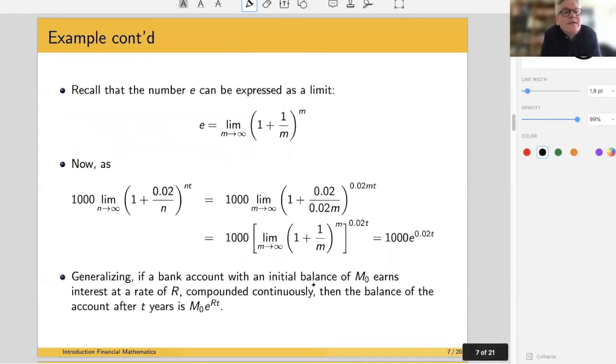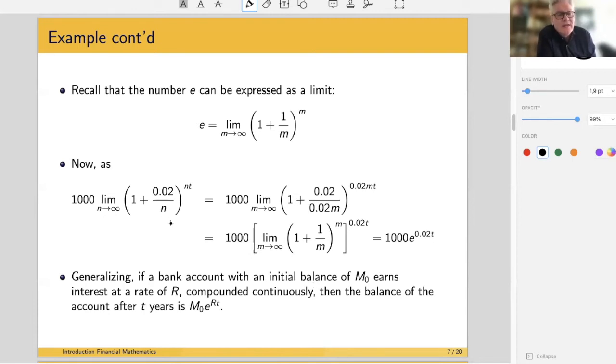Now recall that the number e can also be expressed as a limit that is related to the quantity that we just saw on the previous page. e is the limit as m goes to infinity of (1 + 1/m)^m. You have seen that in calculus in the first year.